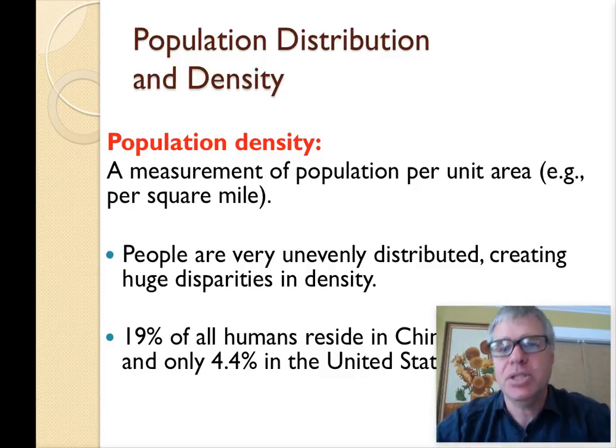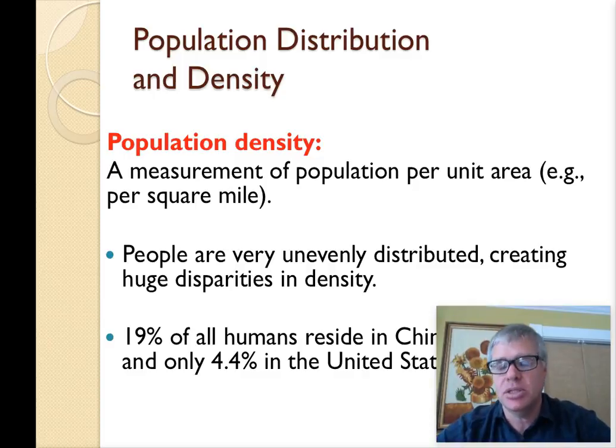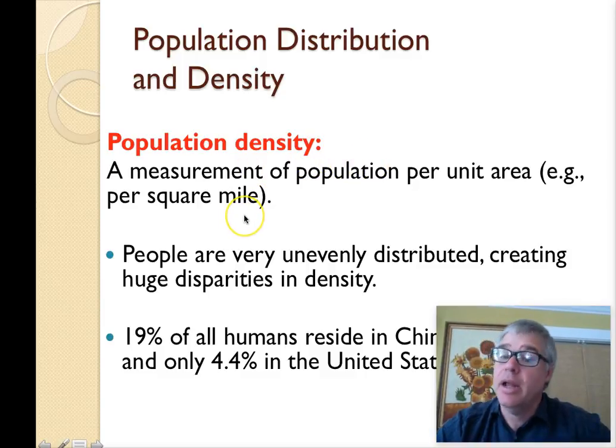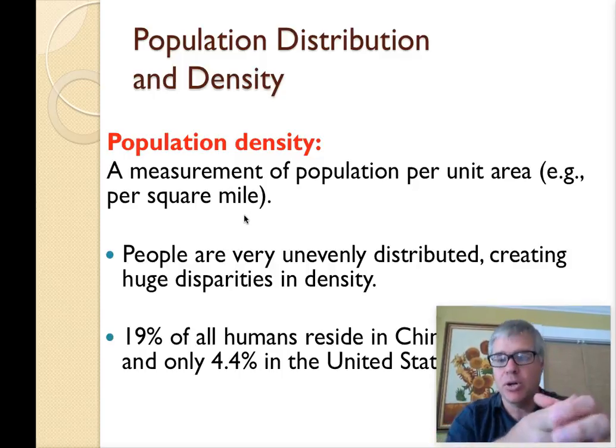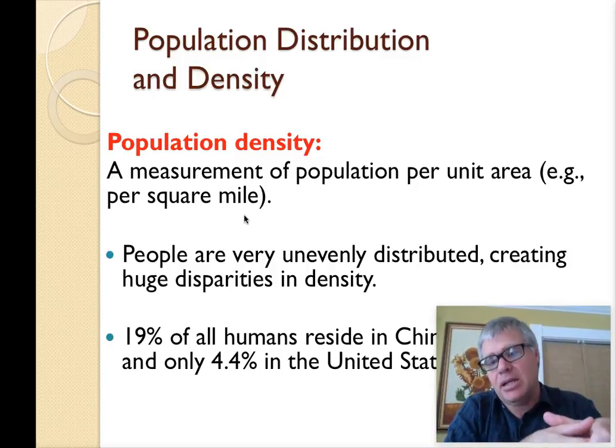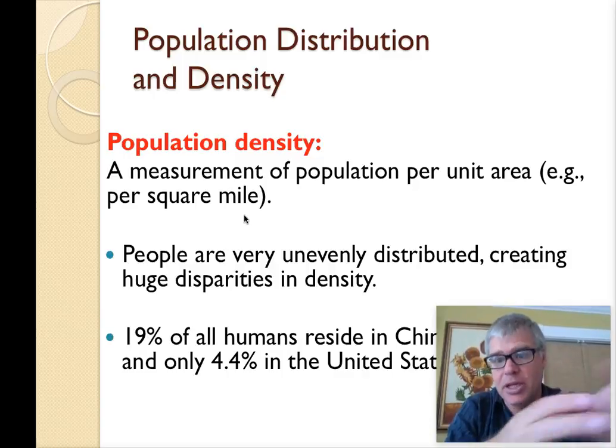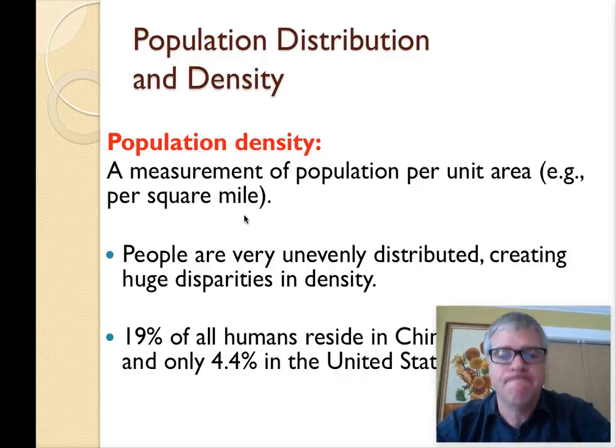So population density is important. Instead of just measuring how many people there are, sometimes you get a lot more information by seeing how many people there are per unit area, like per square mile. Think of the difference between Manhattan Island and Keene in terms of population density. There are so many more people per square mile in Manhattan, it makes it a very different place than you might see in another area.